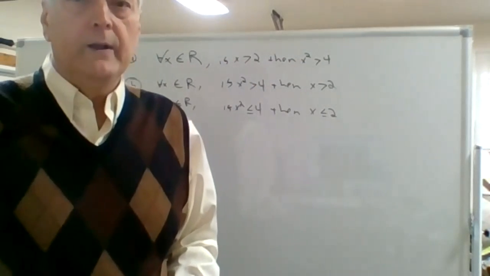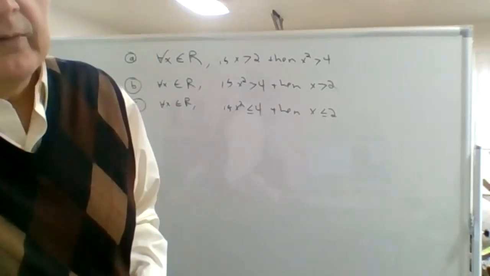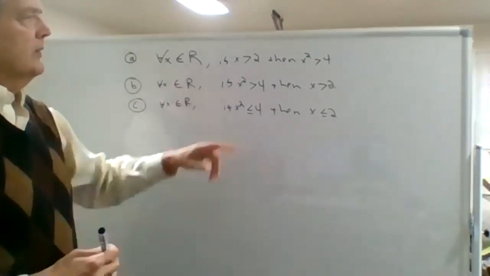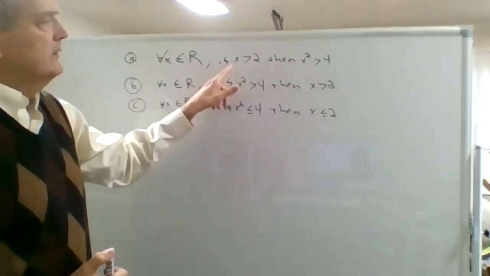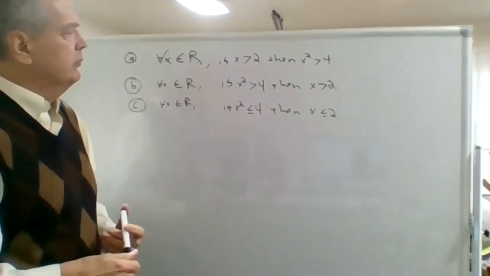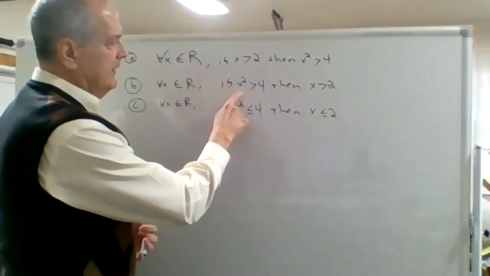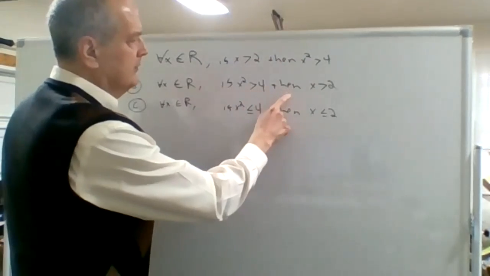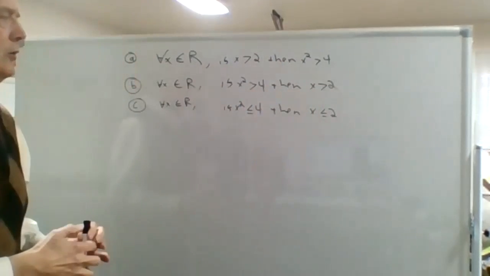Then we want to write the converse of that. So for the converse, we take the consequent and the antecedent and switch them, and we get: if x squared is greater than 4, then x is greater than 2.